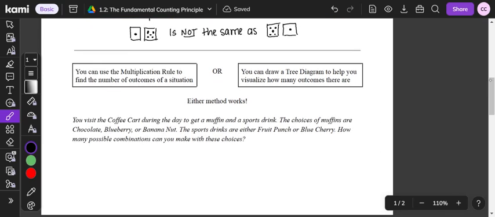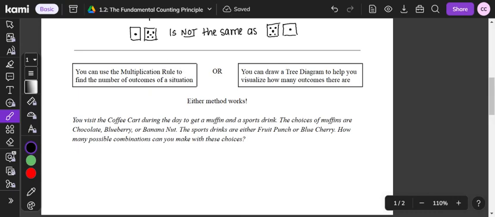Here we go. It says you can use the multiplication rule, so the rule we just did, 6 times 6 gives us 36, to find the number of outcomes of a situation, or you can draw a tree diagram to help you visualize how many outcomes there are. Now, the problem with tree diagrams is you saw in the last lesson that sometimes, especially if they have a lot of branches, tree diagrams get really crazy and they take too long to draw. That is why the multiplication rule comes in handy.